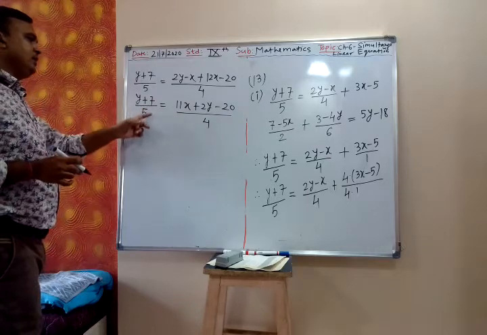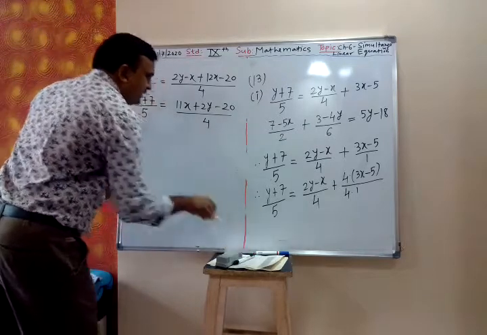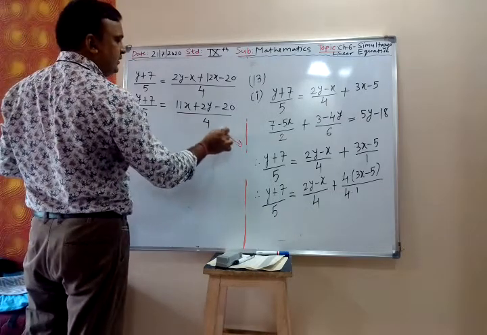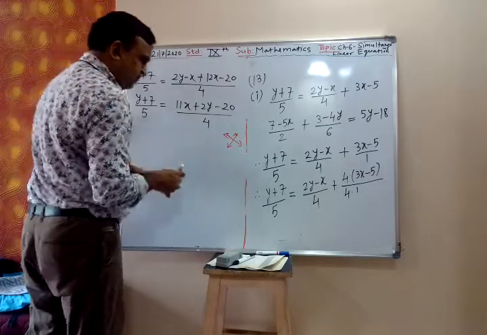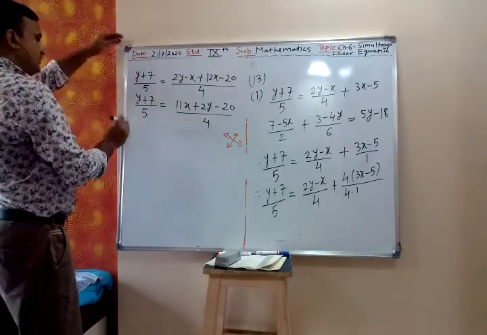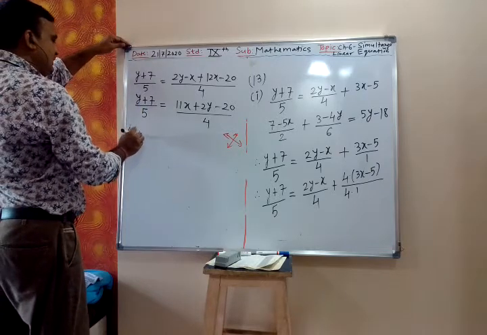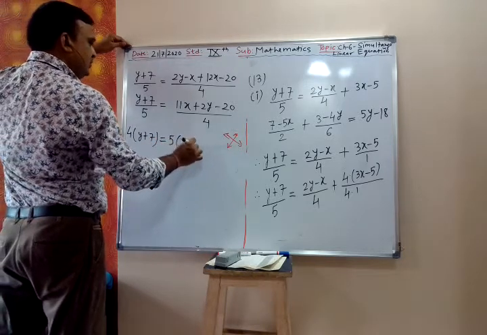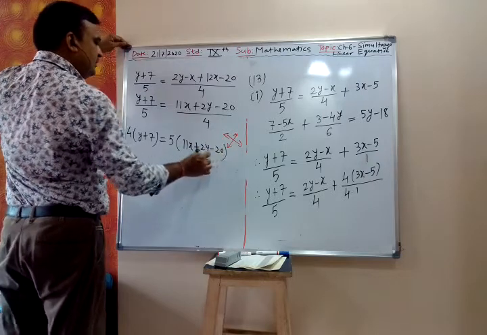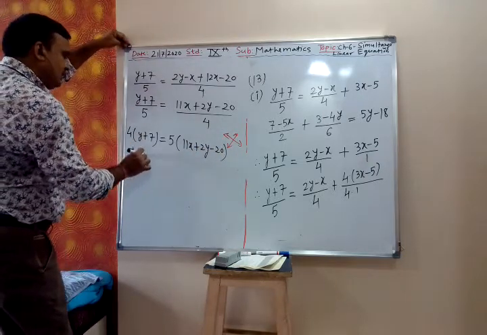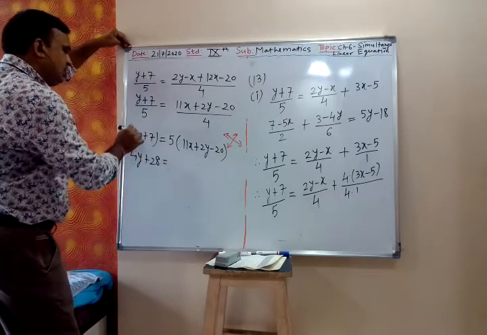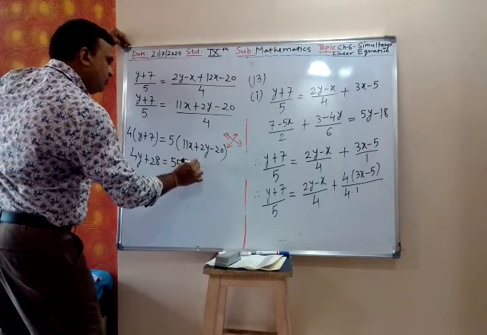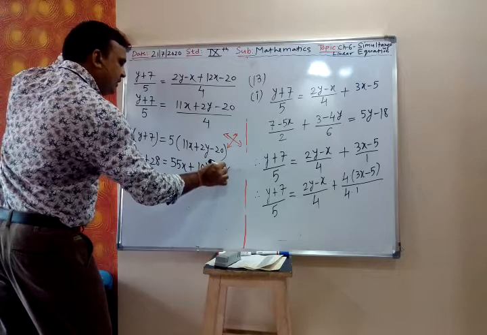Now you have numerator and denominator, so I will cross multiply. So 4 is multiplied to this. So 4 into y plus 7 is equal to 5 into 11x plus 2y minus 20. Now let us simplify: 4y plus 28. Open the bracket, 5 is multiplied to each term of the bracket. 5 into 11, 55x, plus 5 into 2, 10y, minus 20 into 5, 100.